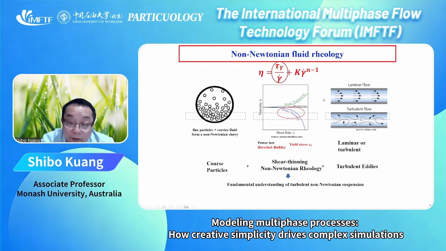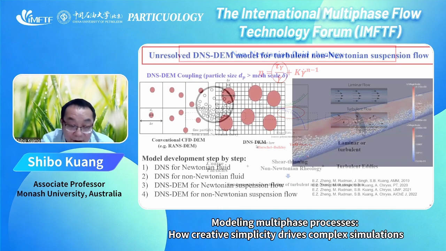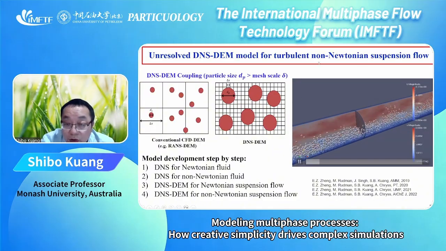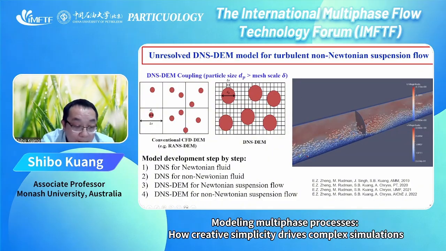So straightforwardly, we should redo all our simulation through our PhD project. So this is time demanding. It's not allowed in our research. Here we introduce some simplification. Of course, we made efforts to develop our unresolved CFD-DEM model to simulate non-Newtonian fluid flow. Here we established this model through 4 steps.